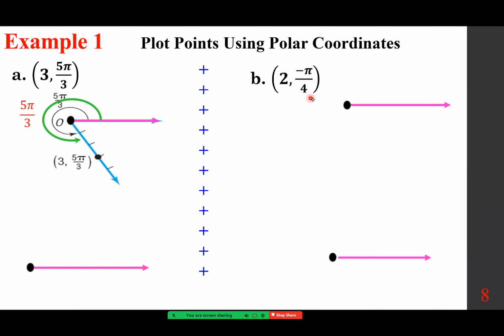Two comma negative pi over 4. So we start with theta. Pi over 4 is in this direction, the positive direction. Negative pi over 4 is in the negative direction, or clockwise. Negative pi over 4. We draw a line and we go how many? 2 tick marks. 1 and 2.